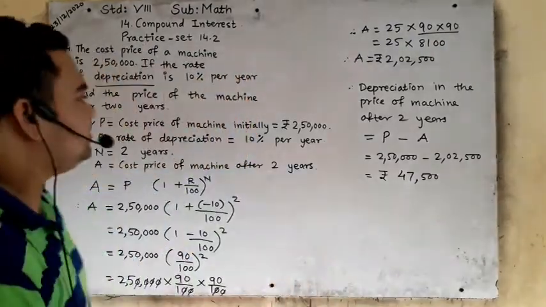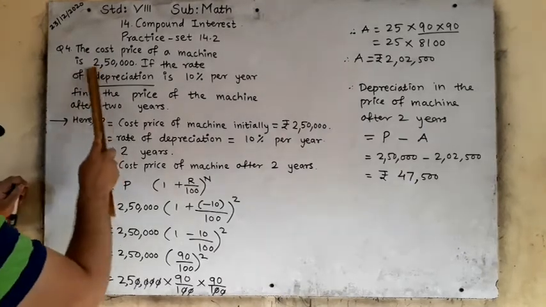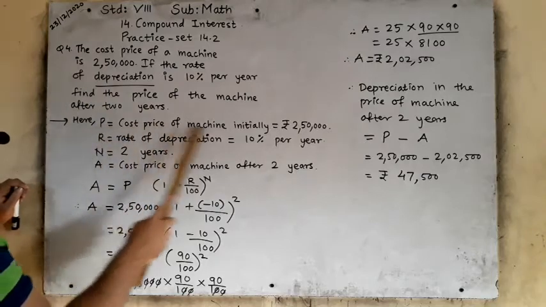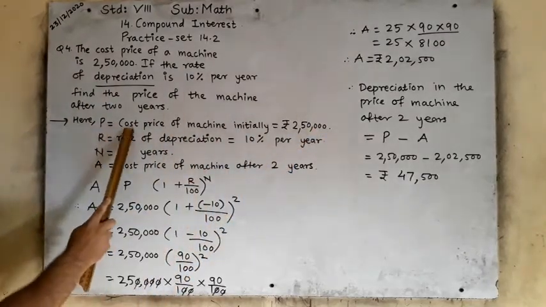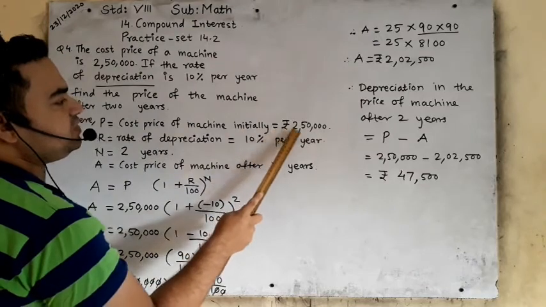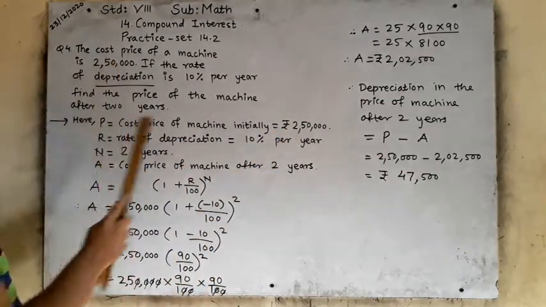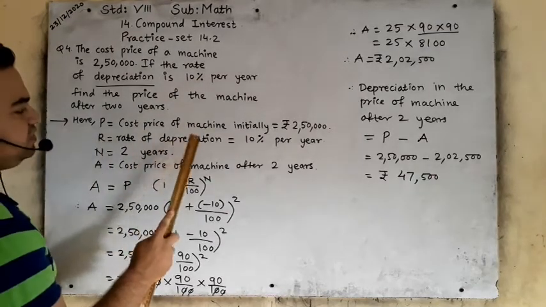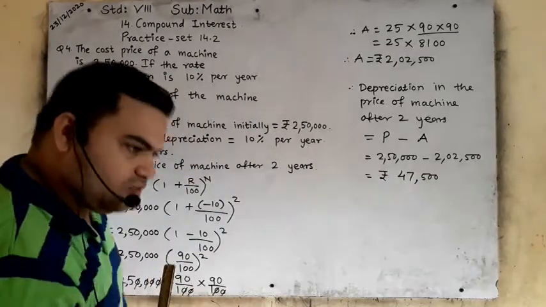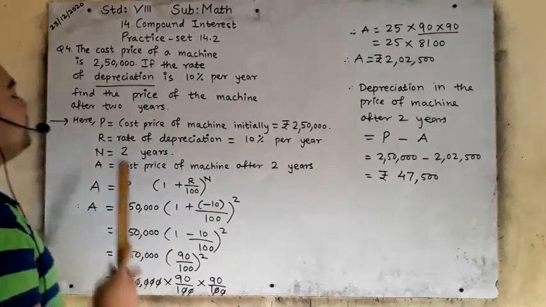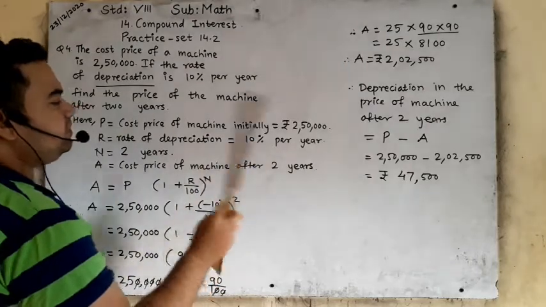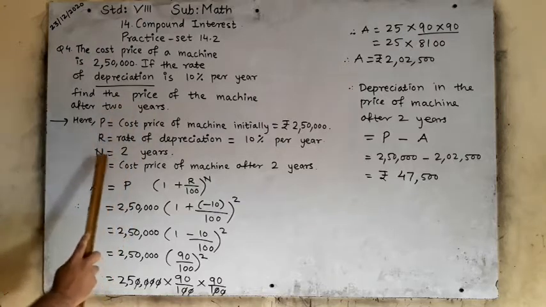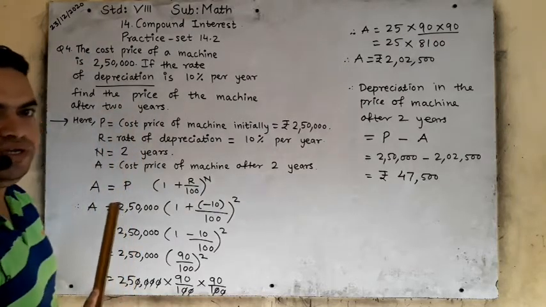Please pay attention over here. P, that is the initial amount or initial cost of a machine. Initial cost of machine 2,50,000. So principal, cost price of machine initially, is equal to rupees 2,50,000. This is principal. Percent is your rate R, rate of depreciation. Depreciation means decrease, reduction, the price reduced by 10% every year. So rate of depreciation is equal to 10% per year. And number of years: we have to find the price of the machine after 2 years. So number of years, or duration, is equal to 2 years.